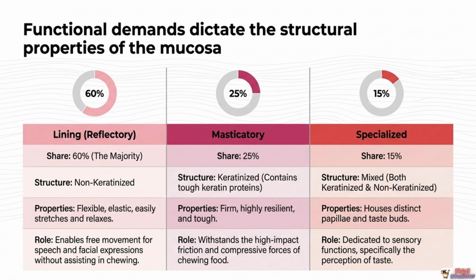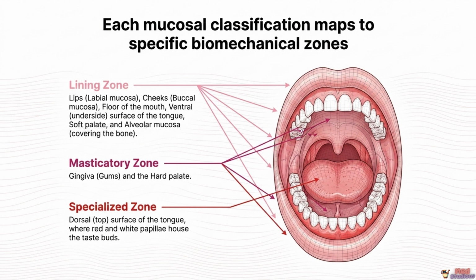It is dedicated exclusively to sensory function, specifically the perception of taste. A useful mnemonic to remember the proportions: 60, 25, 15. Lining, masticatory, specialized. Now that you know the 3 mucosal types, let us map each one precisely to its anatomical location in the oral cavity, because exam questions will absolutely test your ability to match classification with region.